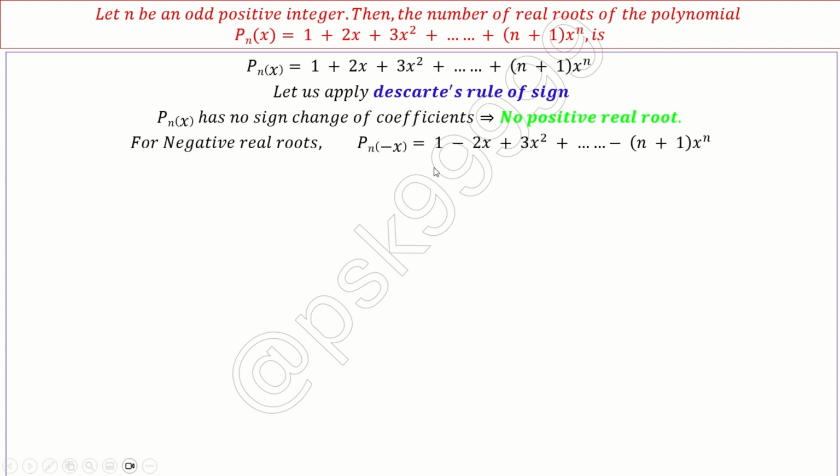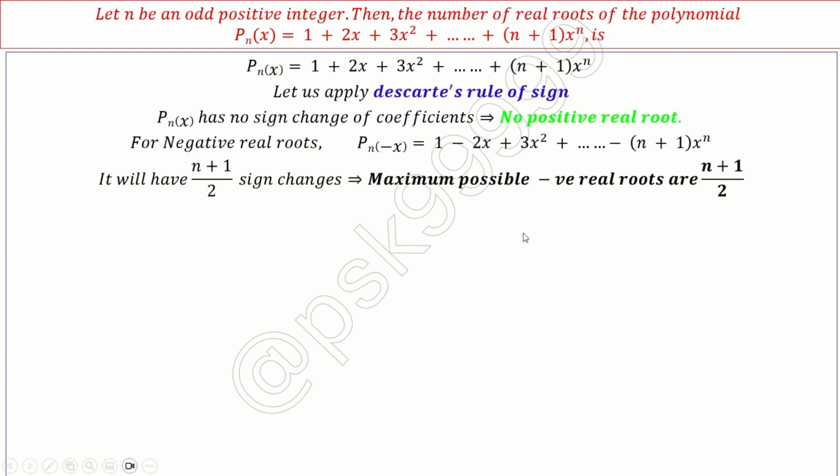P of minus x is nothing but every alternate term being negative. Since n is an odd positive integer, you will have (n plus 1) by 2 sign changes, correct? That does not mean that (n plus 1) by 2 negative roots are there. It means the maximum possible negative real roots are (n plus 1) by 2; it may not be. So let's first find out whether it is really (n plus 1) by 2 or something less than that. Let's check.